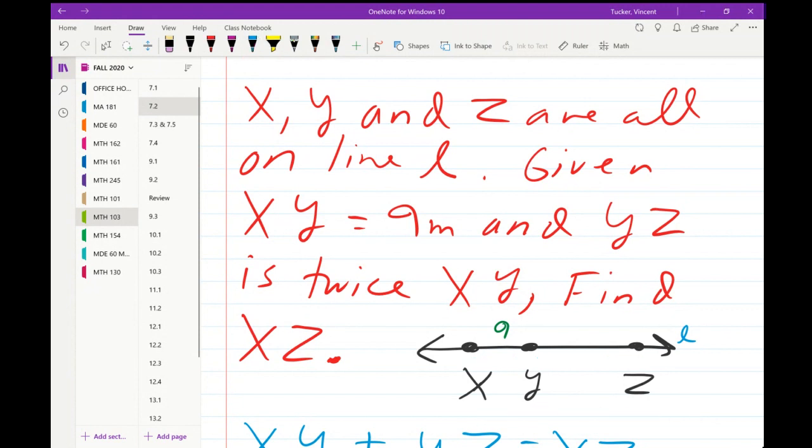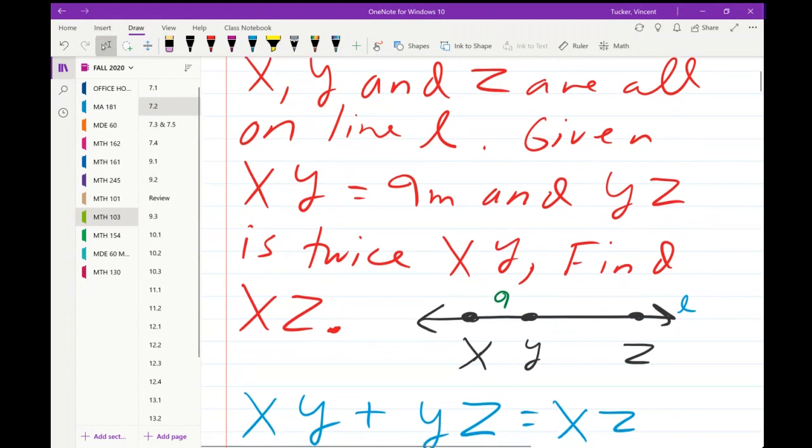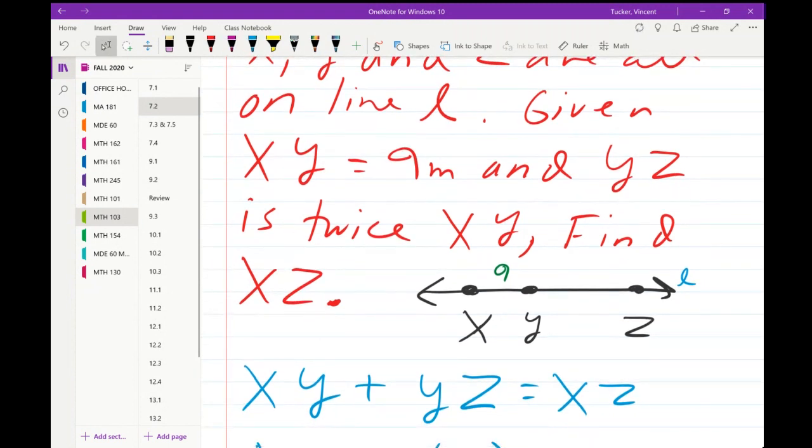So now you don't necessarily have to set this up in equation form. You probably can figure it out without an equation. I'm just going to do that because this is a math class, but this is how you're going to be processing it in your mind as well, whether you write it out in equations or not. So we got XY plus YZ is equal to XZ, right? XY, YZ, add them together, you get XZ.